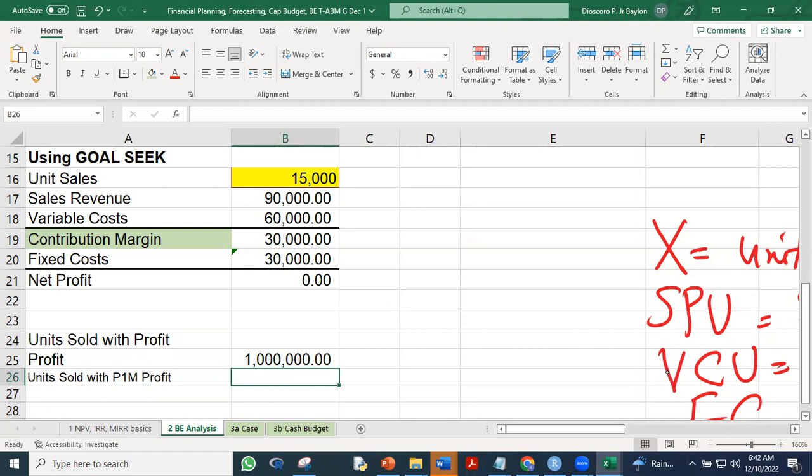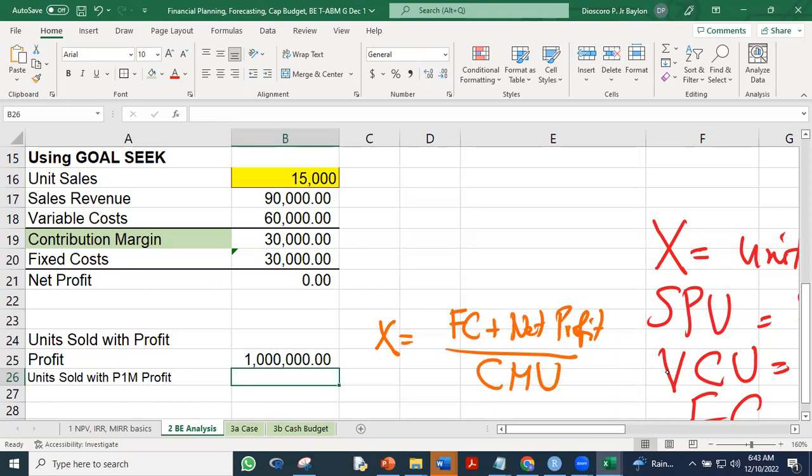Let's write the formula here again. So X, the number of units sold, will be equal to your fixed cost plus your net profit divided by your contribution margin per unit. Given this formula, we know fixed cost at 30,000. We know the profit at 1 million. And also we know the contribution margin per unit, which is your selling price per unit minus your variable cost per unit. So for the numerator, you have fixed cost.